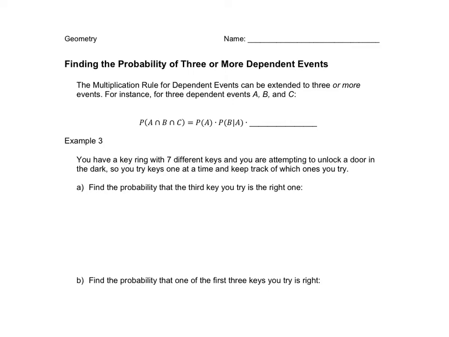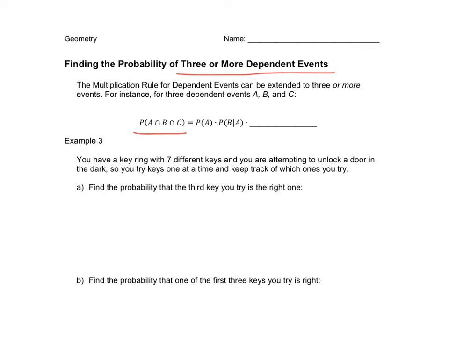Let's take a look at the next example. What if you have 3 or more dependent events? Let's define that theoretically and then look at a couple of examples here. The multiplication rule for dependent events can be extended to C, D, etc. So how would I define the probability of A intersection B intersection C?